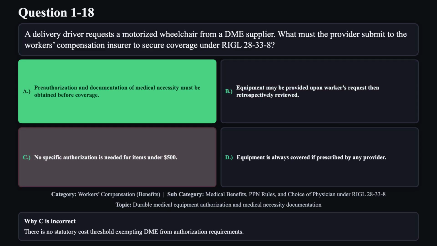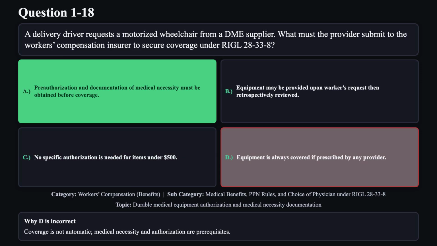Reason C is not correct. There is no statutory cost threshold exempting DME from authorization requirements. Reason D is not correct. Coverage is not automatic. Medical necessity and authorization are prerequisites.